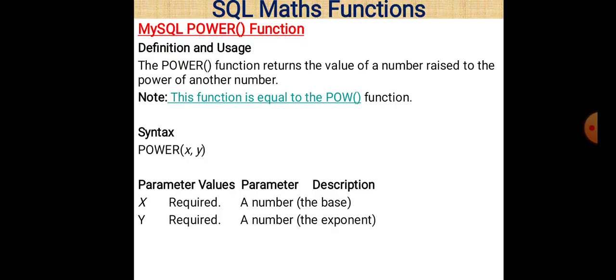Syntax is very simple, just write POWER and then pass two parameters x and y. Both are required parameters. Basically x is a number which is the base and y is a number that is the exponent. So if you give POWER(2, 3), it means 2 power 3, that is 2 into 2 into 2, it will be our answer. So x and y are the parameters, both required, where x is the base and y is the exponent.